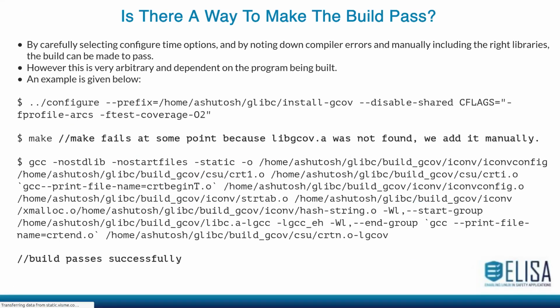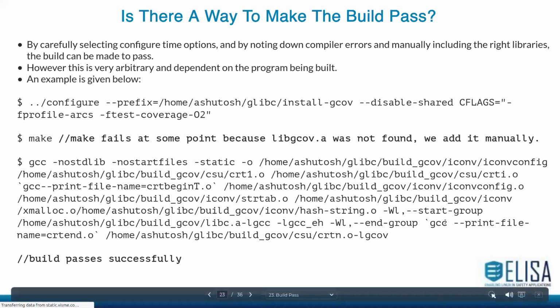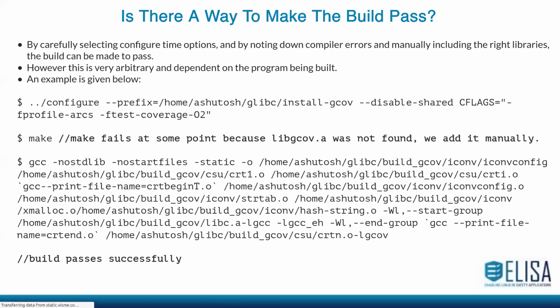To build this, we disabled shared libraries, and we used -fprofile-arcs -ftest-coverage, and then with -O2 optimization. You cannot build without optimization. Then when you run make, it fails at some point because libgcov.a was not found, and we have to add it manually. So you have to add the right libraries at the right point in this whole thing, and then the build passes successfully. So this is not ideal because depending on what you're building, whether you're building malloc with code coverage or something else, you're going to run into problems, and you have to basically hack and patch each time.